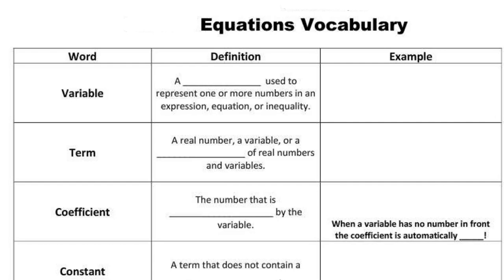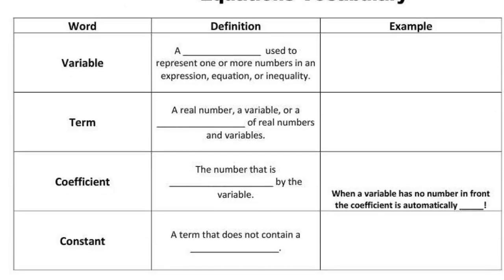Today we are going to be talking about different kinds of equation vocabulary, and we are going to start with the parts of an equation. So we have 4 different parts of an equation that we are going to talk about with our lesson. The first part is a variable, and a variable is a letter that is used to represent one or more numbers in an expression, equation, or inequality.